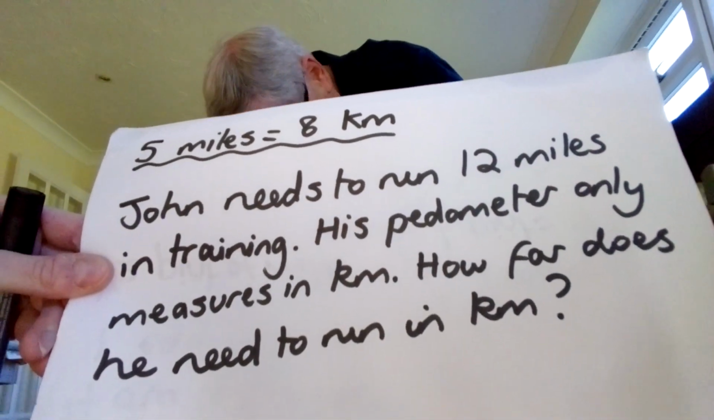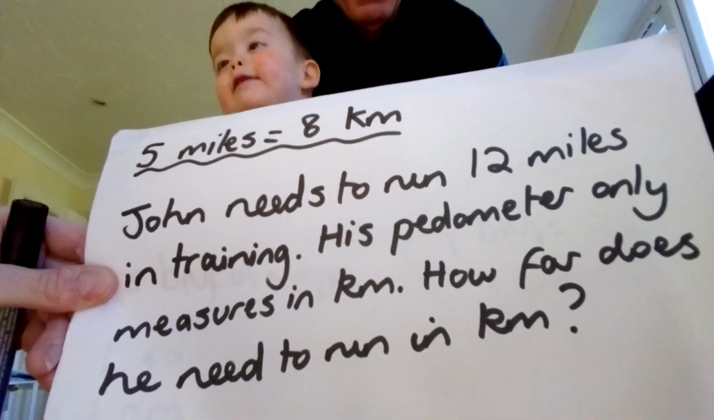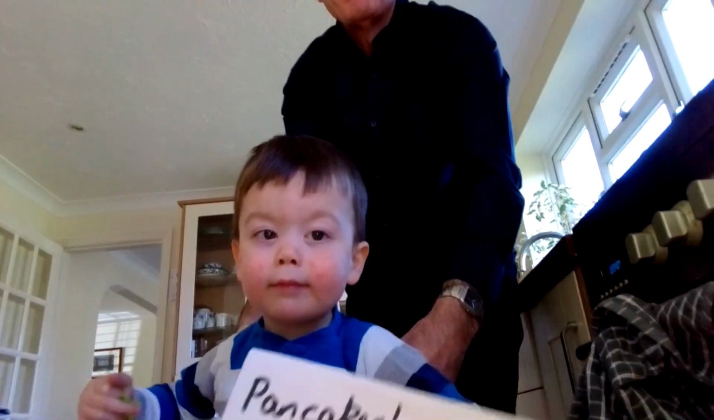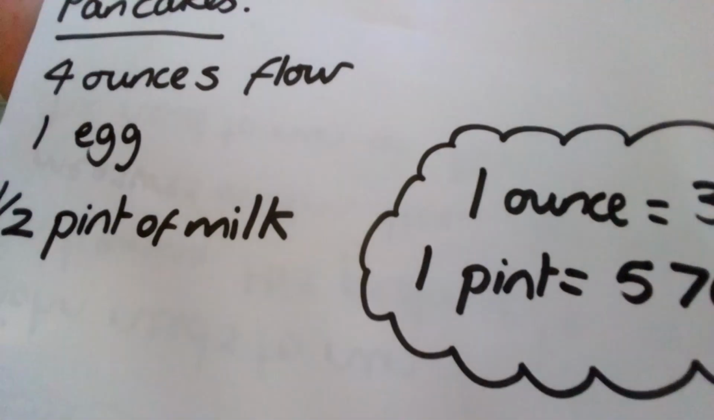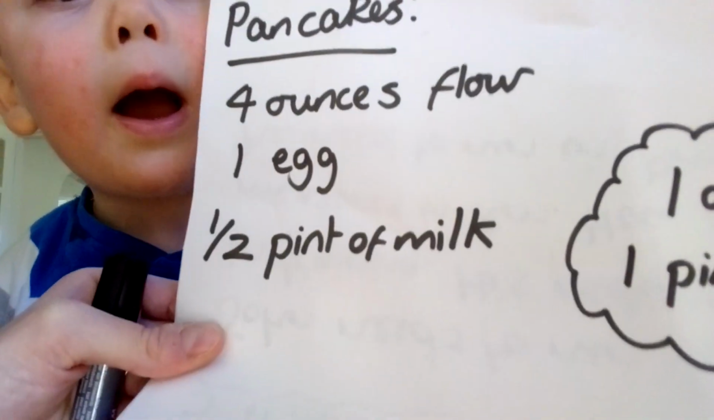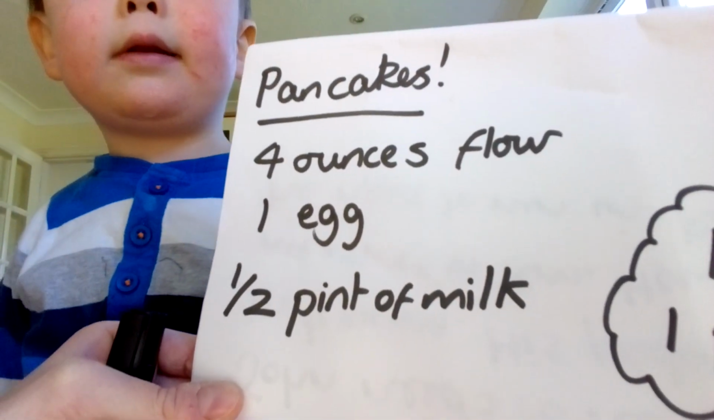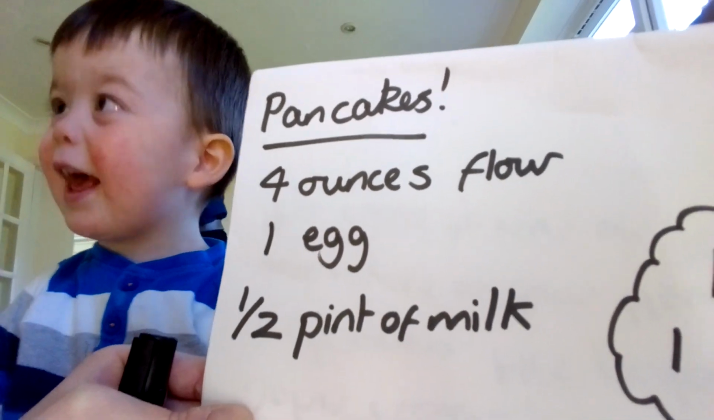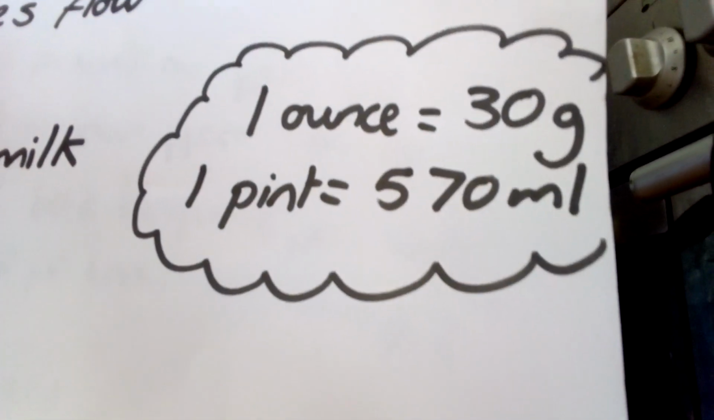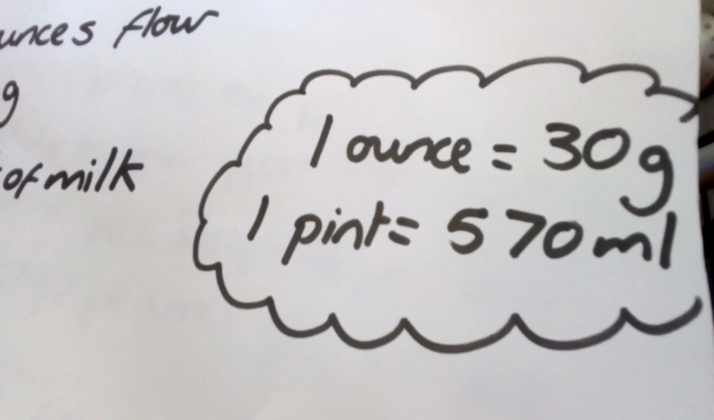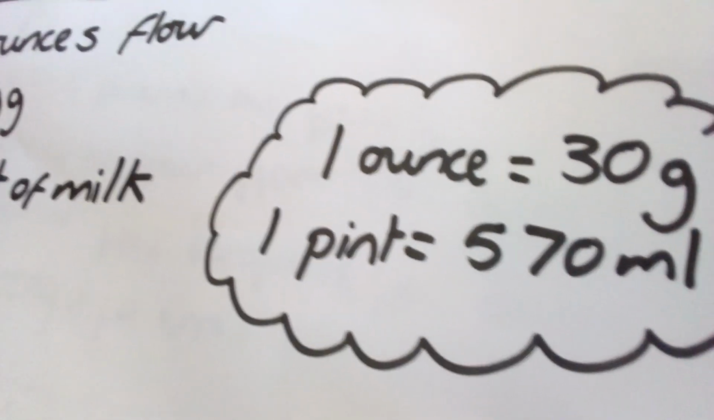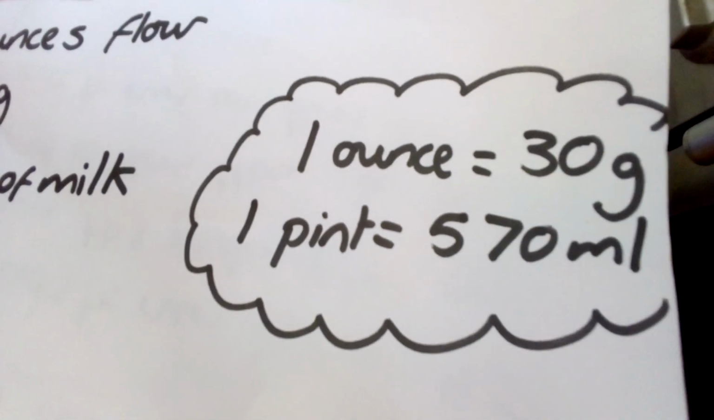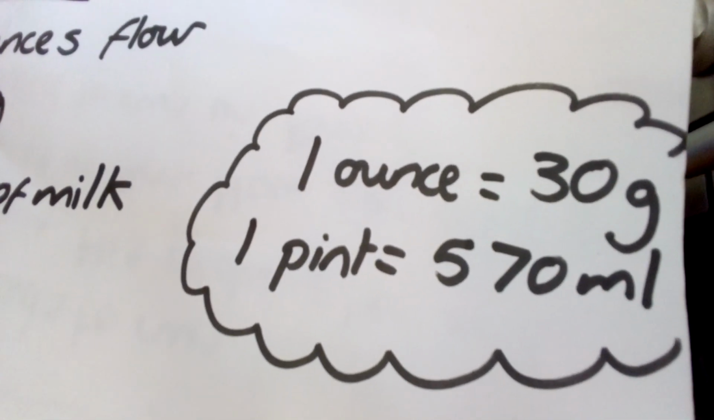And I've got another bit of a fun challenge for you as well, making pancakes. Do you like pancakes? Harry likes pancakes. So this is a recipe for pancakes, and it's written in Imperial Measures. So it says 4 ounces of flour, 1 egg, and half a pint of milk. Now this is the conversion. 1 ounce is 30 grams, and 1 pint is about 570 millilitres of milk. See if you can make these pancakes at home, if you have the ingredients.